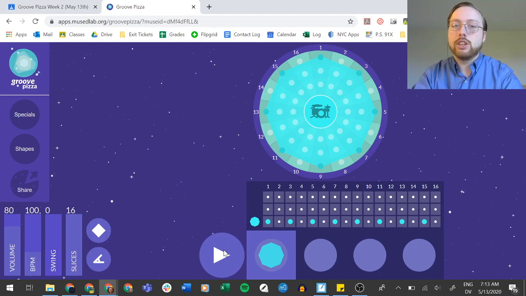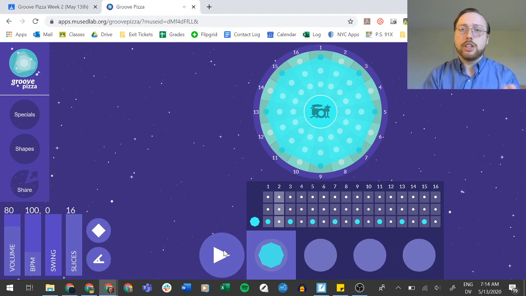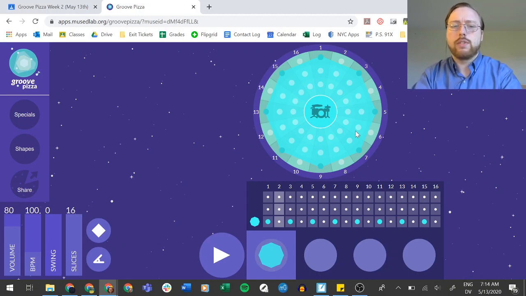Let's listen and see if it matches. Ti, ti, ti, ti, ti, ti, ti, ti. It matches. So whenever we have things that are equally distributed, it's all the same. It's going to make one of these regular shape patterns. Let's go to the next one.